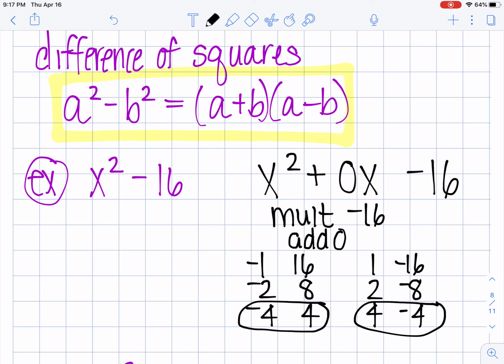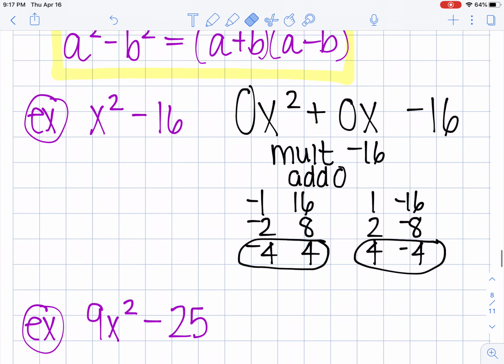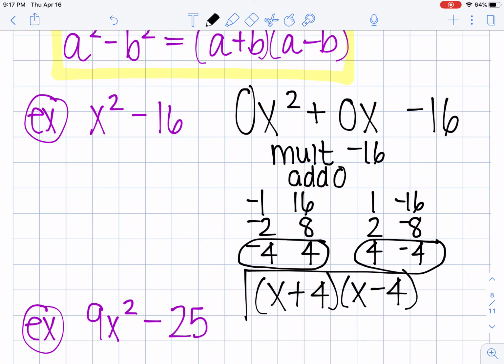So when I'm doing that, because there's no number out in front here, I would just write this out as my factors are x, one of my numbers, x plus 4, and the other number is x minus 4. And that would be my answer. Now, I'm actually going to write this down here. It would be x plus 4 times x minus 4. And this would be my final answer if I wanted to factor it that way.